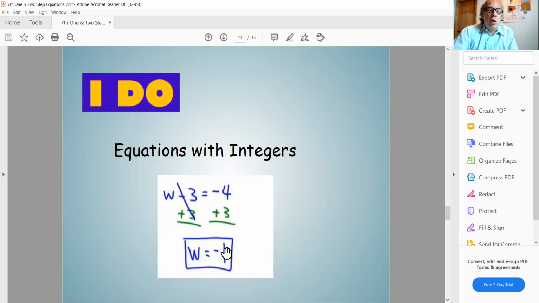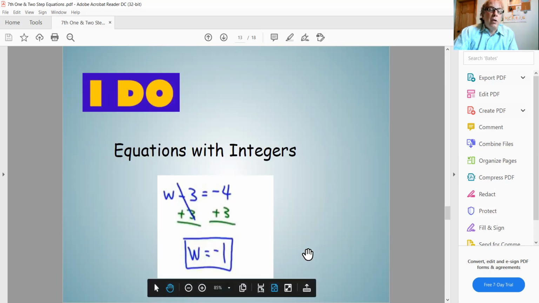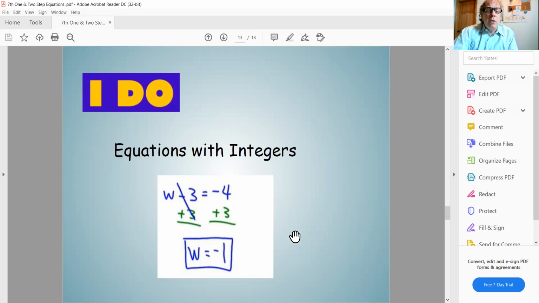Let's look at a couple more. I wanted to get the fractions out of the way first because I know how tough those can be. Let's look at a few more with integers. And it's really the same process, boys and girls.